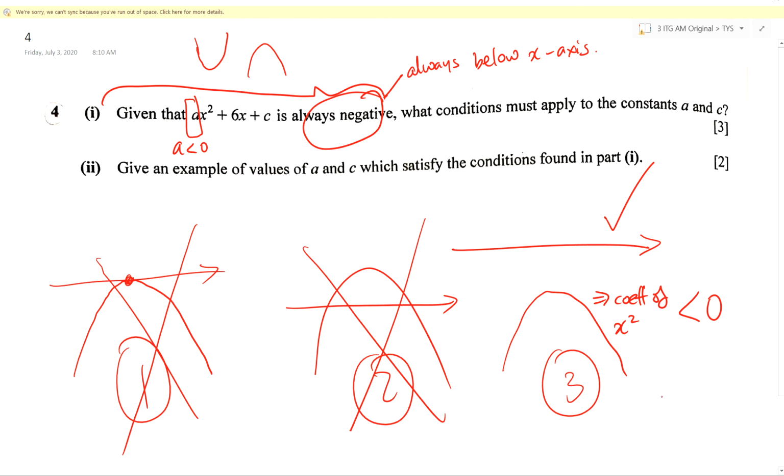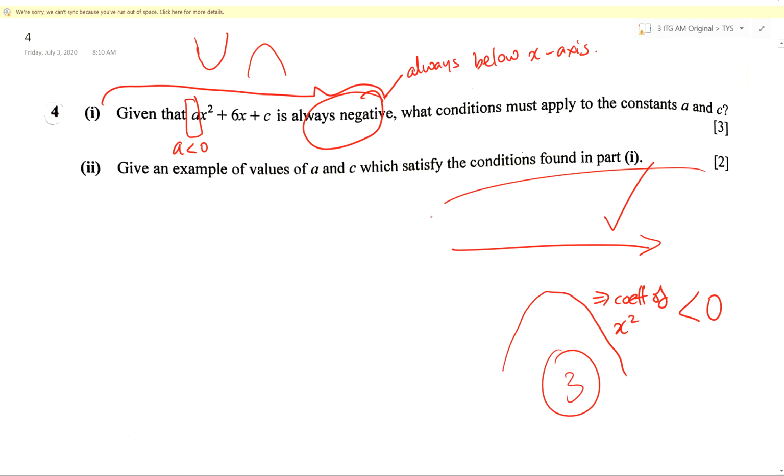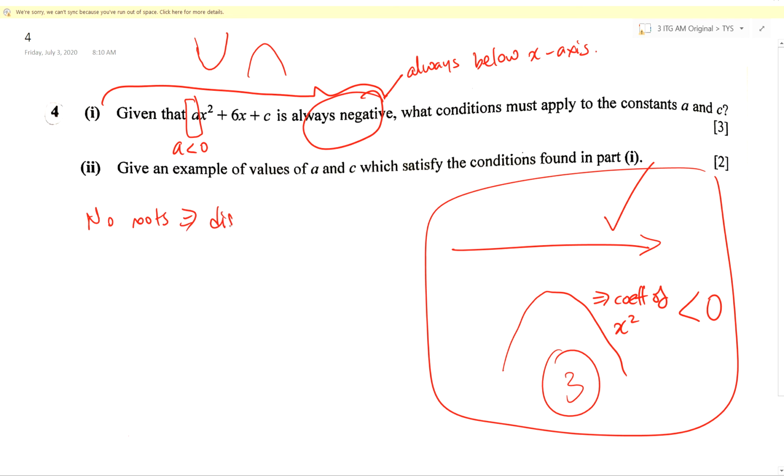So what topic do you think they are testing over here? Roots. Roots of an equation. Discriminant. That comes in already. So are there any roots over here? No roots. No roots means discriminant less than 0. Okay? So we have b squared, which is 6 squared, minus 4a times c less than 0. This is our second condition that we must fulfill.